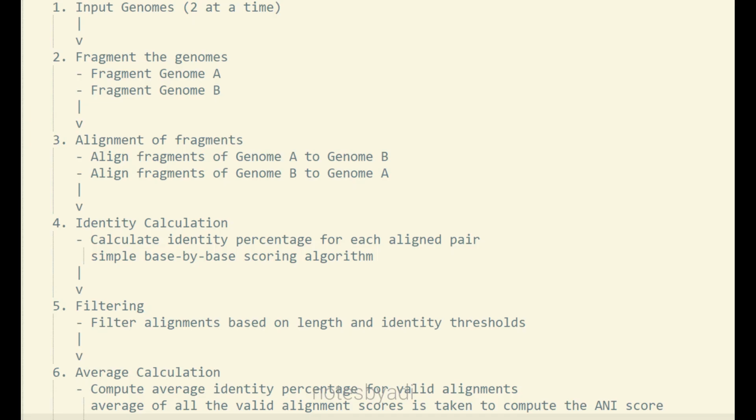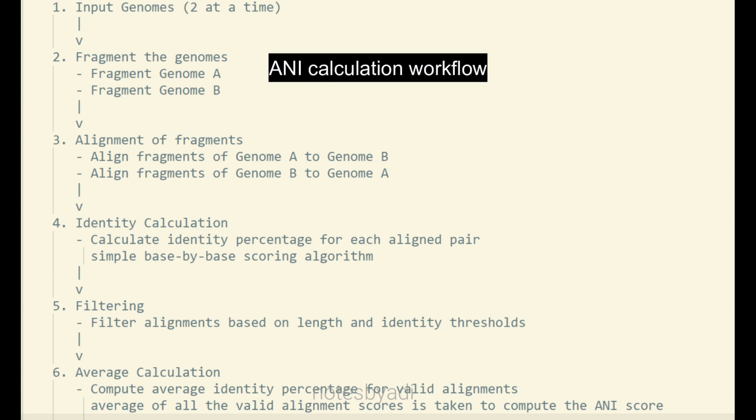Here is a small workflow where basically we have 6 steps of understanding how the ANI score is calculated. We start with two genome references. The second step, of course, is fragmenting the genomes. Once those fragments have been prepared, we align the fragments of the first genome onto the other and also the fragments of the second genome into the first.